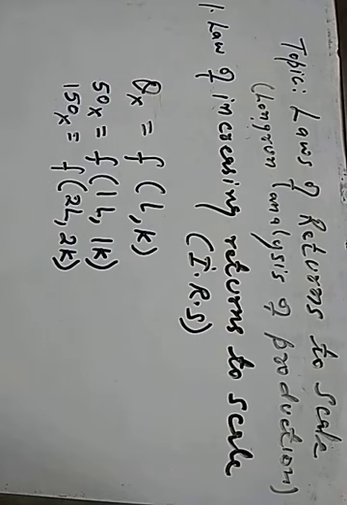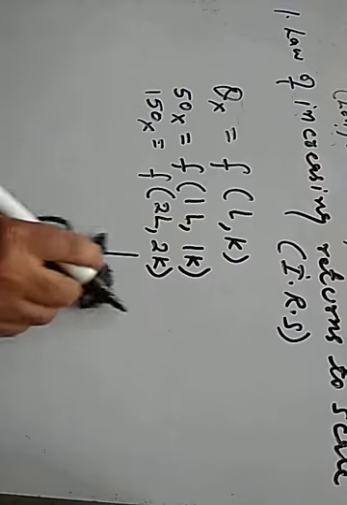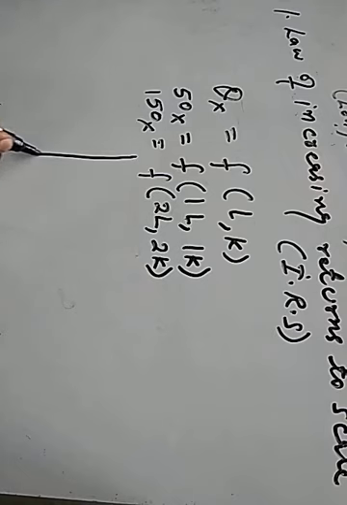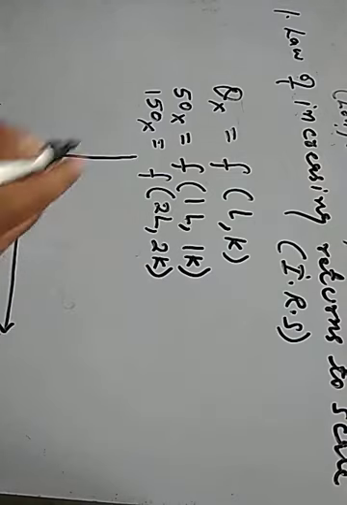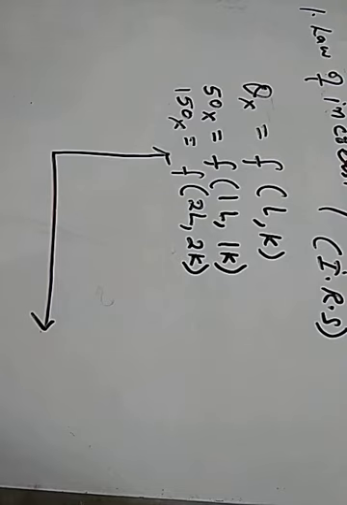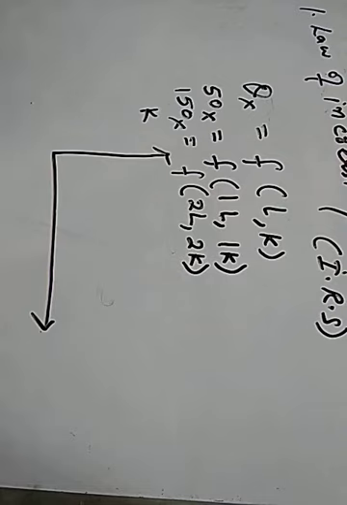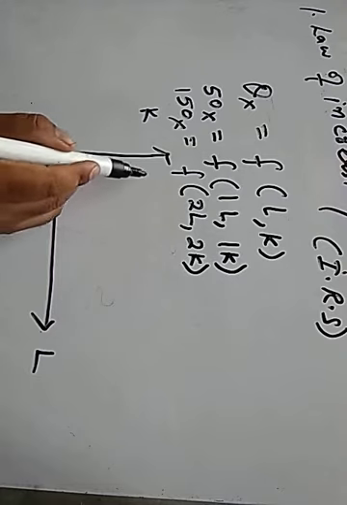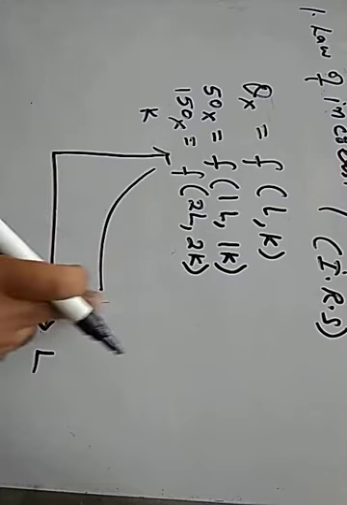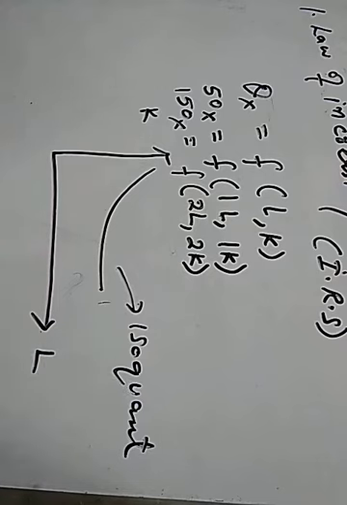Now we can show it with the help of an isoquant. First I will define what an isoquant is, then I will show this law of increasing returns to scale with the help of an isoquant. On the y-axis, the vertical axis, we take units of capital, and on the x-axis, the horizontal axis, we take units of labor. This is the isoquant, I-S-O-Q-U-A-N-T.